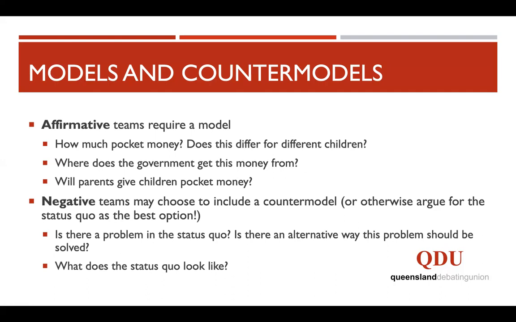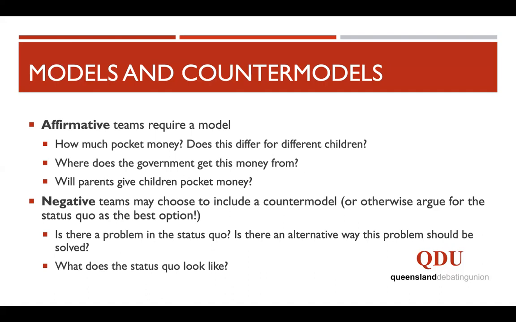Then, negative teams may choose to include a countermodel, or otherwise they can choose to argue for the status quo, meaning the world as it currently is, as the best option. If you choose to have a countermodel, please note that this cannot be the same as the model. So for example, you cannot advocate for the government to give money to children. However, you can choose to do an alternative solution instead.